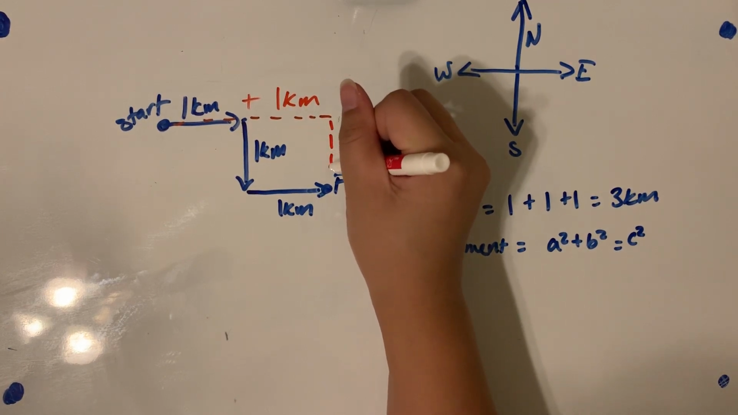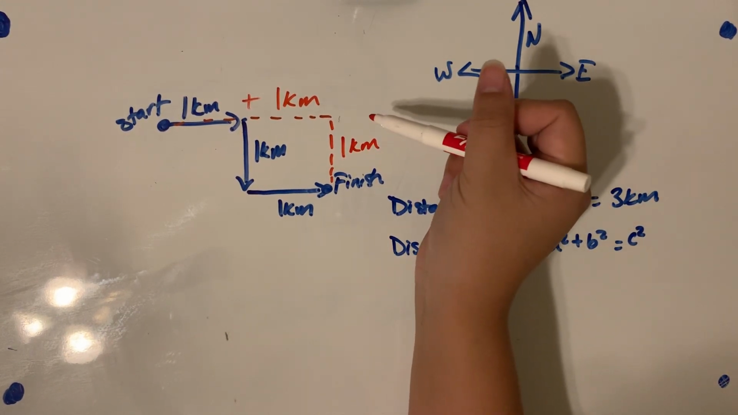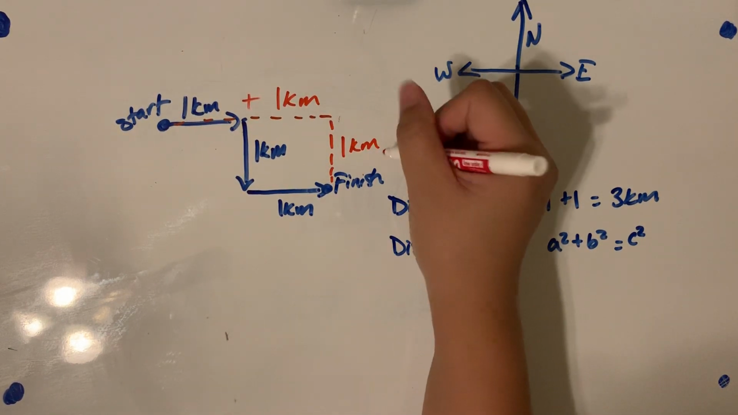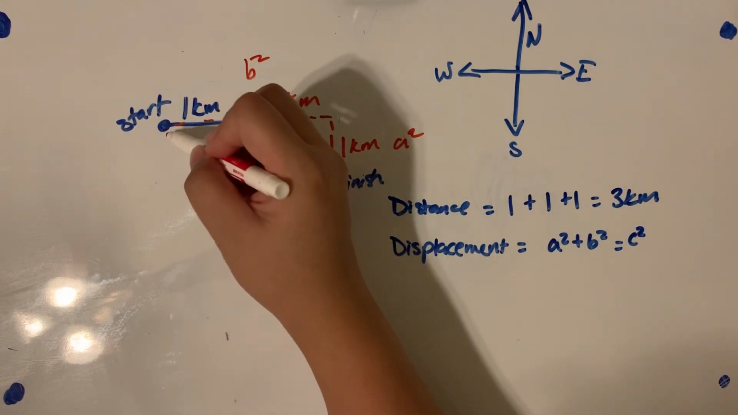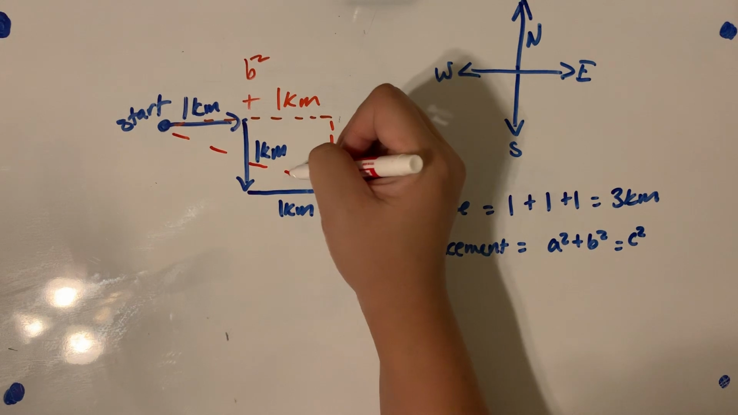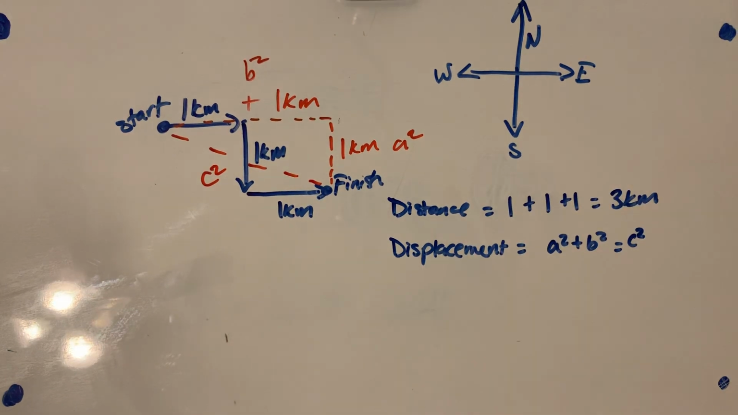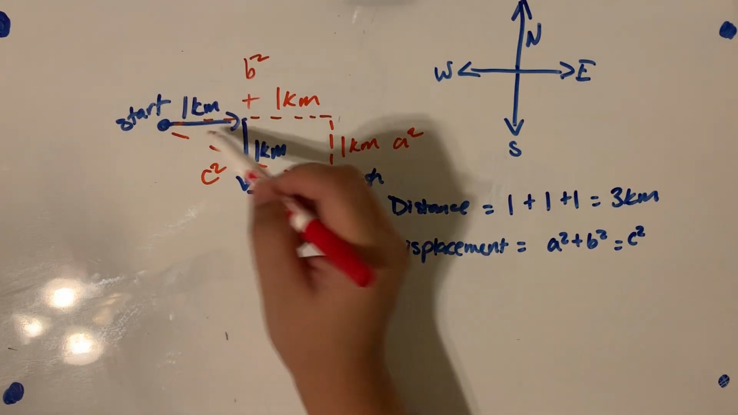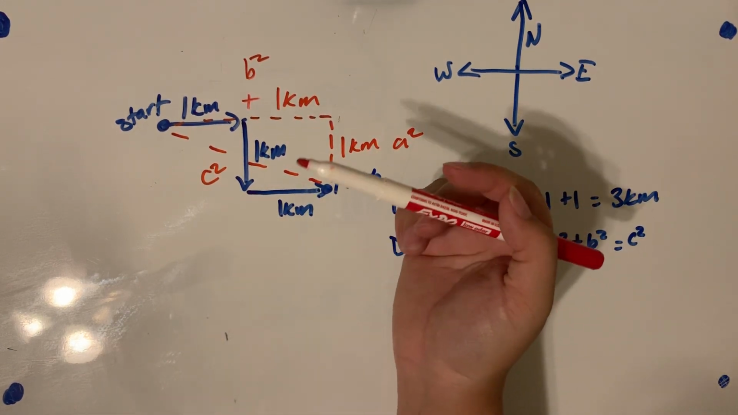I'm going to come down. Okay, we know that this side is 1 kilometer because it said that he went 1 kilometer south. Okay, so here's my a squared, here's my b squared. Okay, and then here is me creating my imaginary line for the hypotenuse, which is my c squared. Okay, anytime you find displacement, most likely you always are going to have to create a right triangle. That's how you use your a squared plus b squared equals c squared.